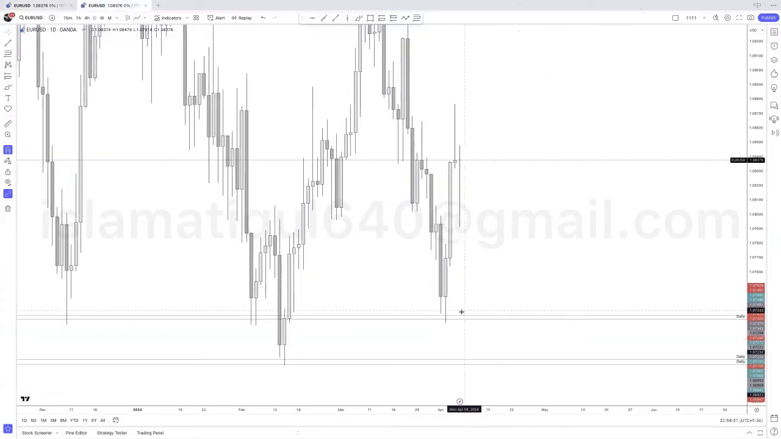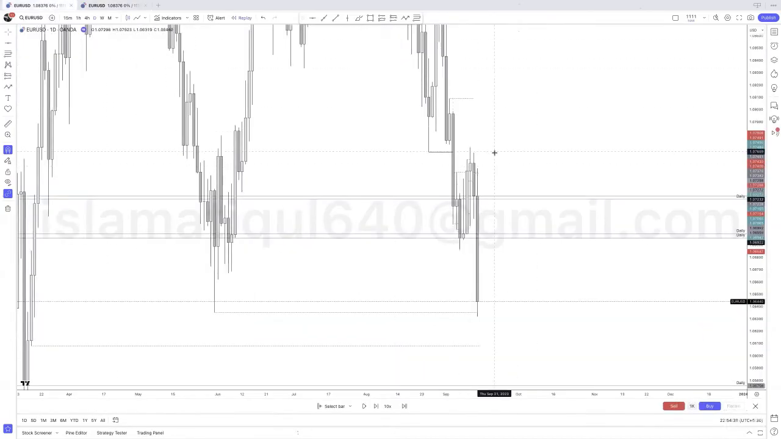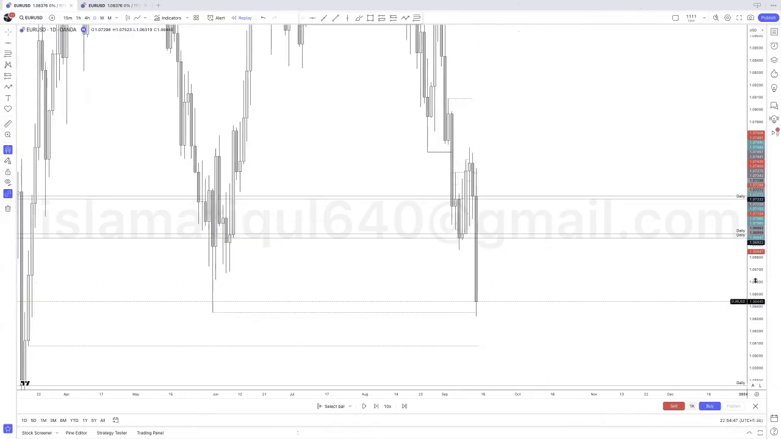If we go to a high time frame, in a bullish week, Tuesday has the most chance of making the low of the week. Thursday has the most chance of making the high of the week. Same thing in a bearish week. Tuesday has the most chance of making the high of the week. Thursday has the most chance of making the low of the week. So this might even be the low of the week.